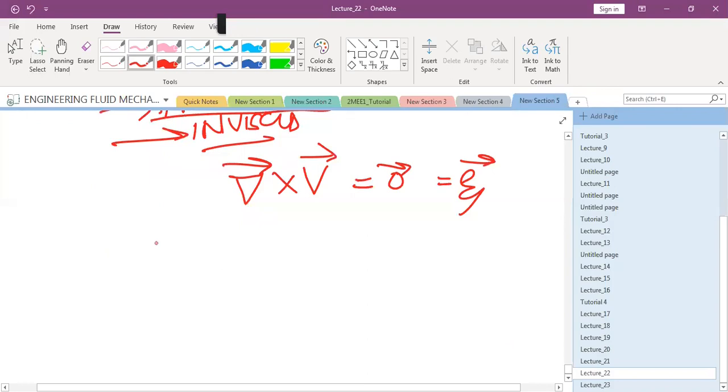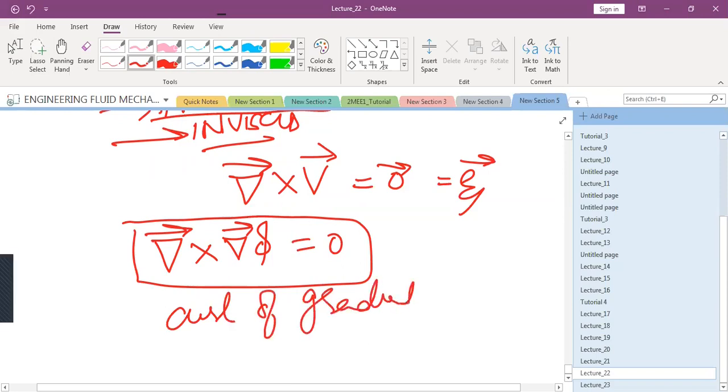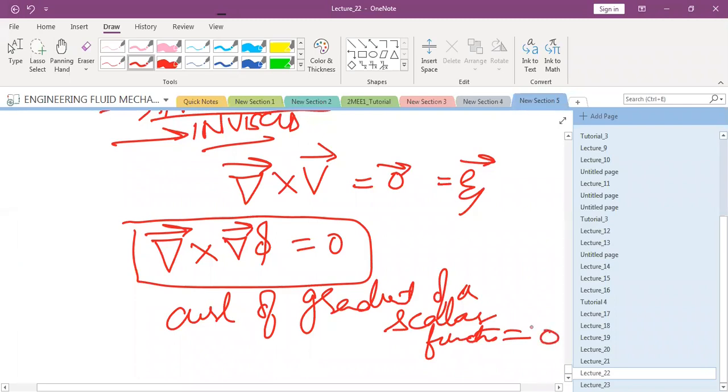What else do we know from vector calculus? That del cross del phi is equal to 0. This is an identity, that is, the curl of the gradient of a scalar function is equal to 0, or a null vector. So what does that tell you? If this is true and this is true, V could be written down as what? Del phi.